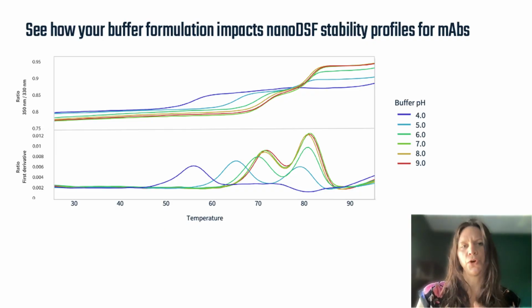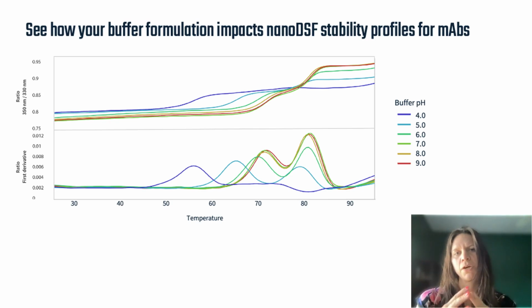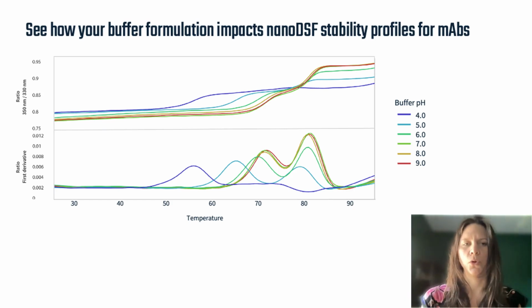So let's first look at an example of how TM measurements are useful for buffer screening. This is an example of an antibody in 6 different buffers from pH 4.0 to pH 9.0. The buffer salts are kept at 25 millimolar, and every sample also contains 100 millimolar of sodium chloride.